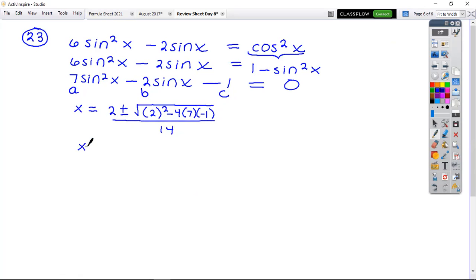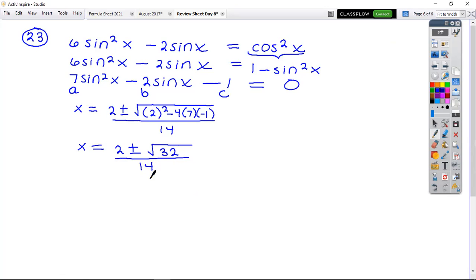So x is equal to 2 plus or minus square root of 4, and then we have plus the 28 here. So I have 32 over 14. You don't need to break down the radical unless you'd like to. I don't know, it's up to you guys. But now you're going to break this off into your 2 cases.